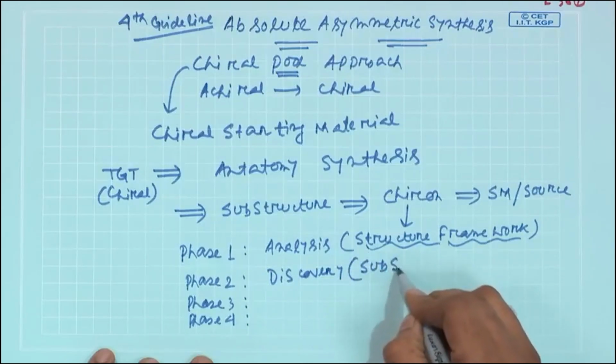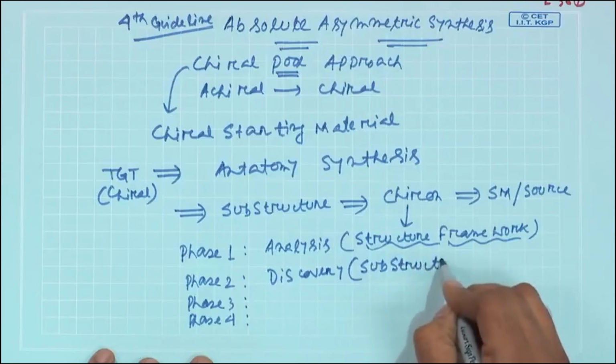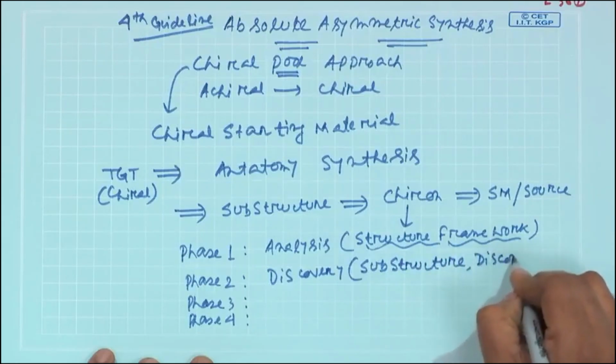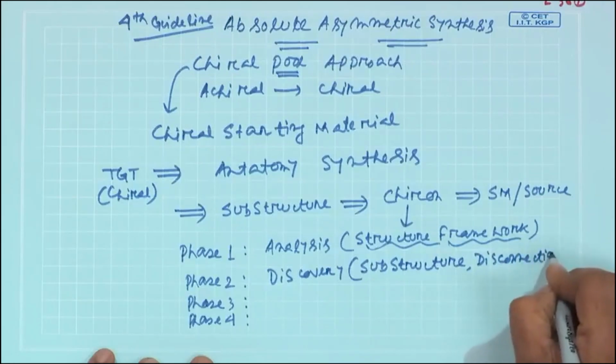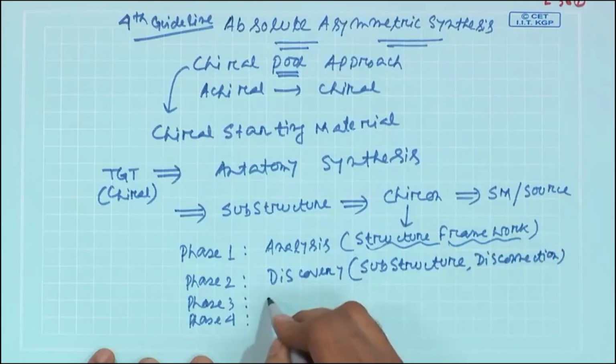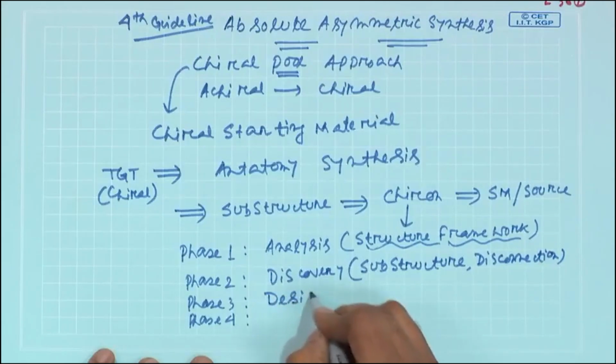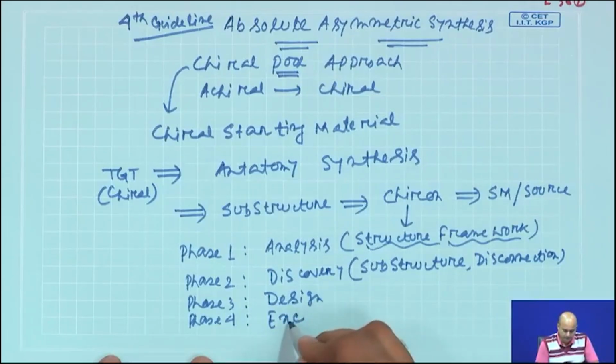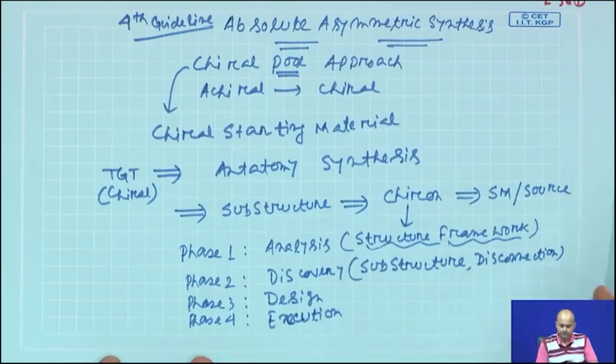You can come close to a substructure through a proper disconnection. And then phase 3 is mainly based on the design, that is, how you now design this entire pathway, and phase 4 is the forward pathway, the execution, how you will execute the entire pathway.